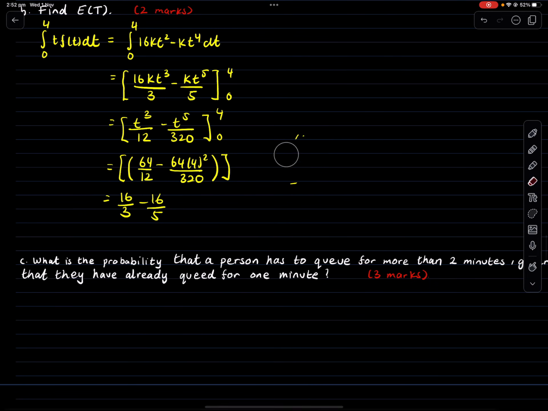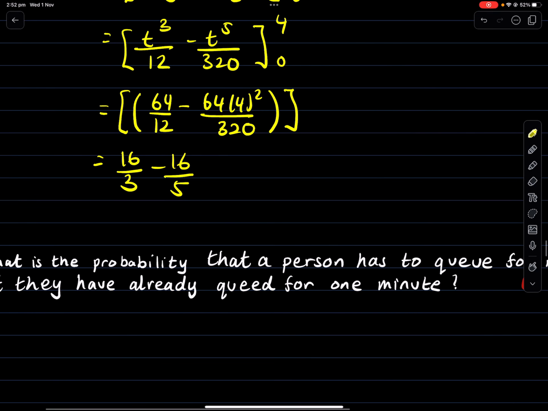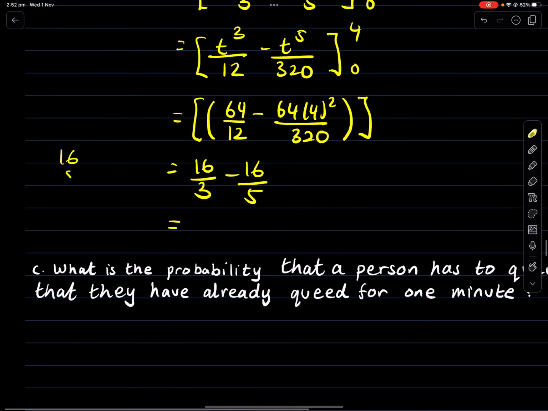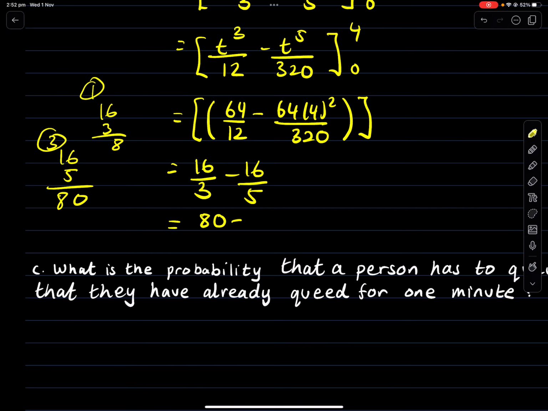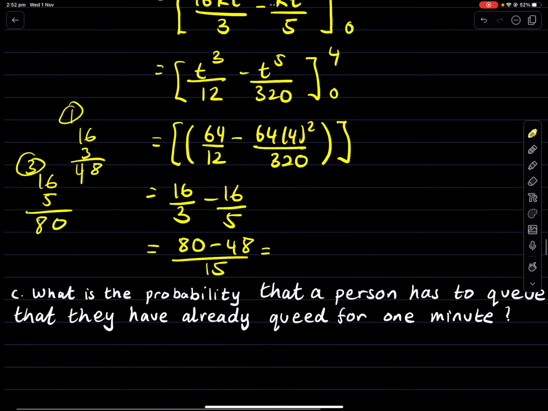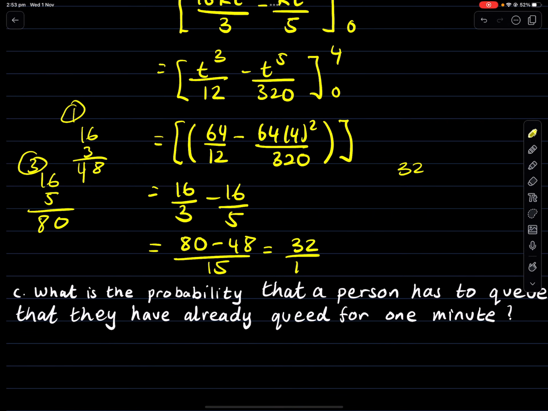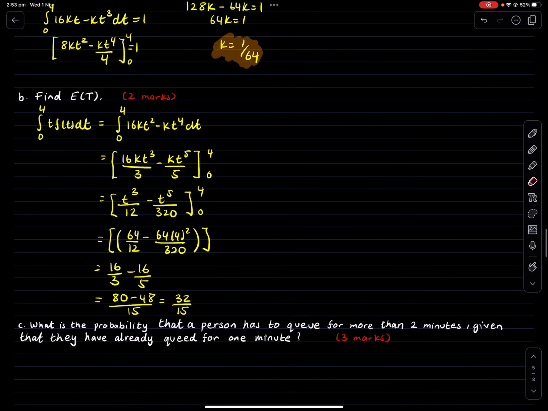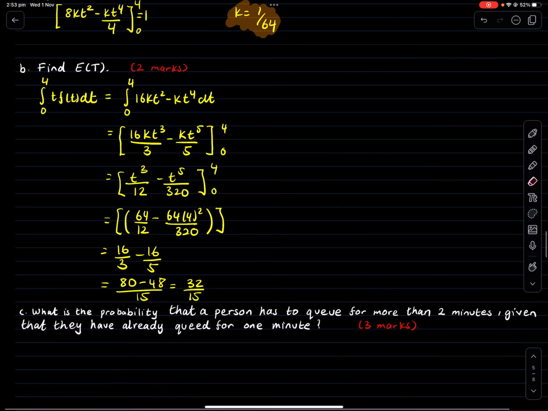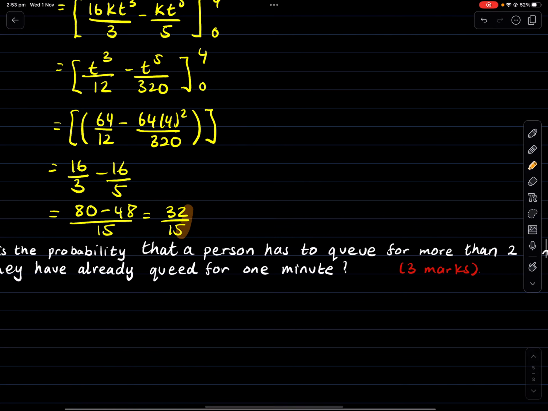Okay, so what's 16 on 5? It's 30, 5, 6, 7, 8, so 80. So we're saying 80 minus 16 on 3, 6, 12, 18, 34, minus 48 over 15. So it'll be 32 over 15. Hope that's right. Yeah, I understand why students were telling me that algebra is bad. Wow, 32 over 15, all that just for 2 marks.